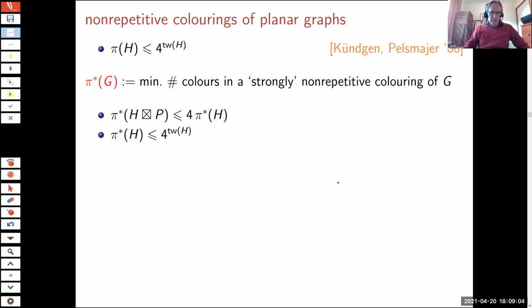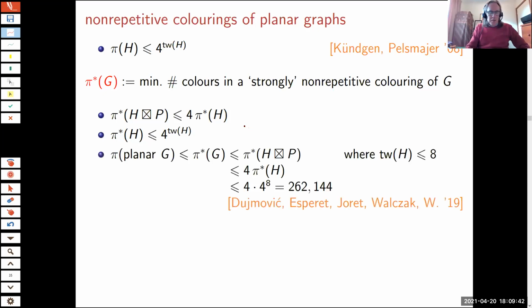Now, the reason we need this strong version is because we want to prove a lemma, this one here, for products. And so we prove this lemma that says pi star of H times P, where P is a path and H is any graph, is at most 4 times pi star of H. So you need the strong property to get this lemma, because you want strong on both sides. Then this is an easy lemma once you see the right definition of strong. Then the lemma of Kündgen and Pelsmajer generalizes for strong with an identical proof.